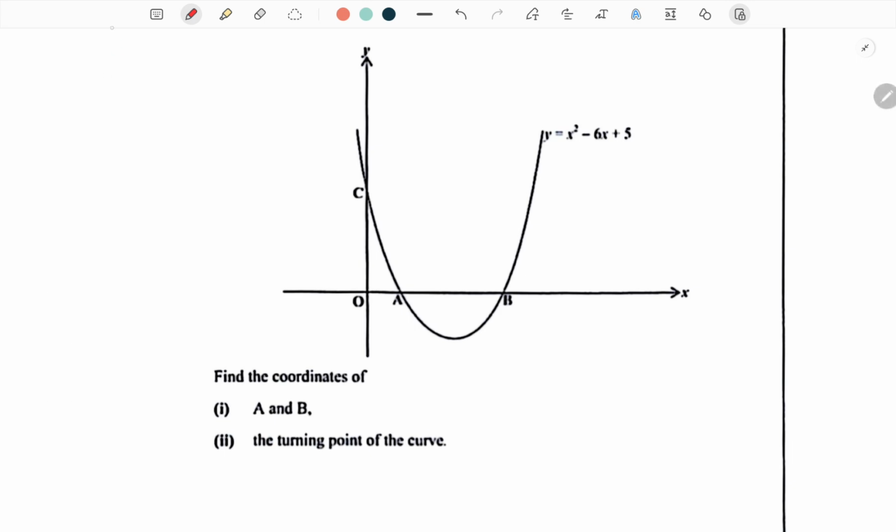So they've given you y is equal to x to the power 2 minus 6x plus 5. Then they say find the coordinates of A and B. So the first thing you just need to do is simply find your product and your sum. In this case, our product is positive 5, and our sum is negative 6. Then we find the factors. The factors, of course, are going to be negative 5 and negative 1, because when you multiply the two, they give you positive 5, and when you add the two, they give you negative 6.